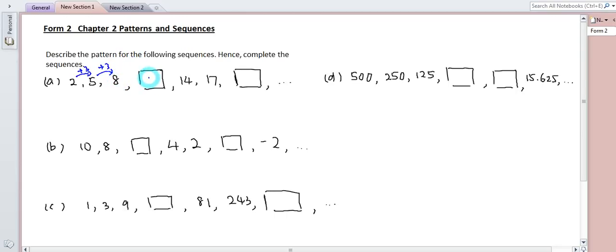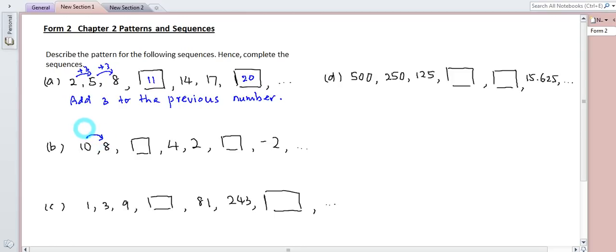So 8 plus 3 you get 11. 11 plus 3 you get 14. Okay, correct. 14 plus 3 you get 17. 17 plus 3 you get 20. Okay, so if the question asks us to describe the pattern, then it will be add 3 to the previous numbers, or you can say previous terms. Previous number. Okay, let's go to part B.